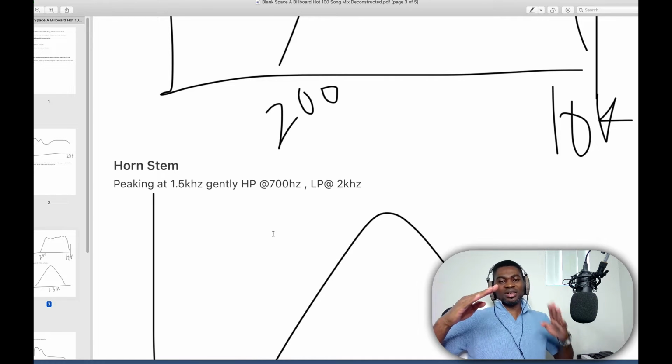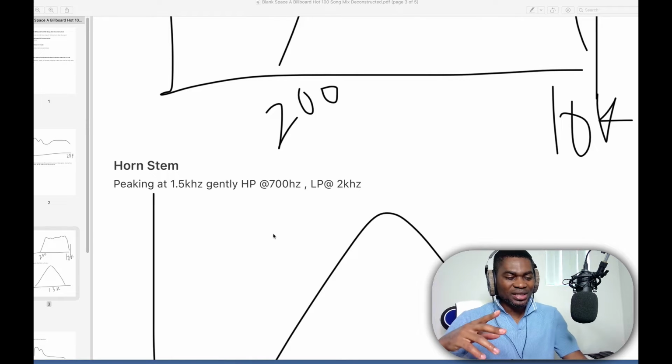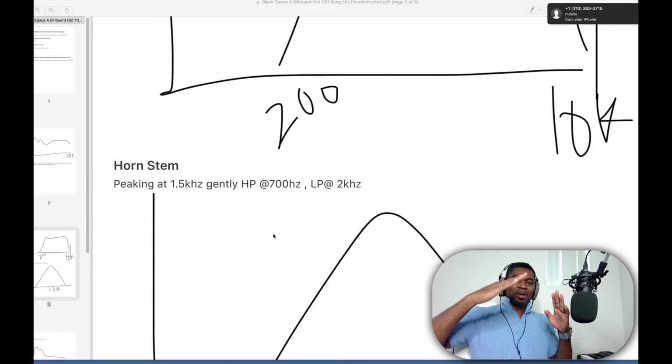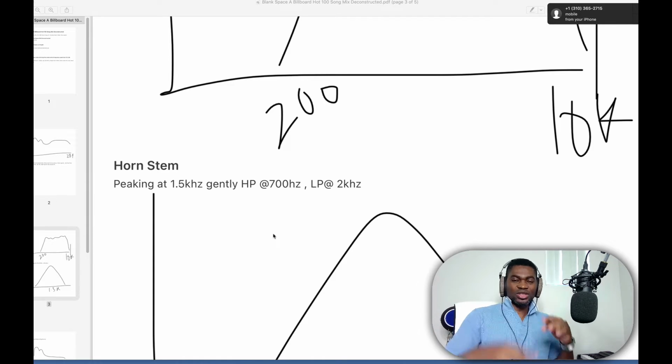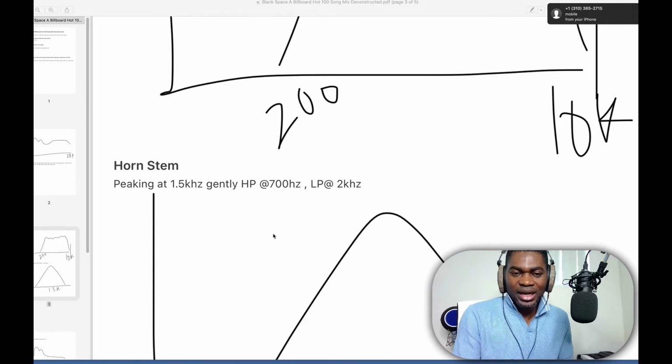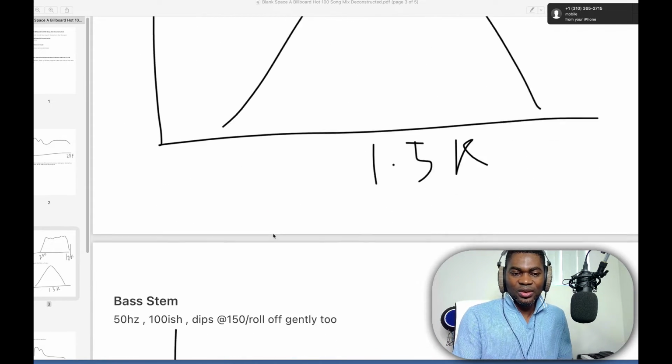And high pass everything. I always confuse that thing. High pass, low pass. Oh, someone is calling me. Not right now. High pass and low pass, 700 and 2K. So the horn section can poke out right in the middle of 1.5K.